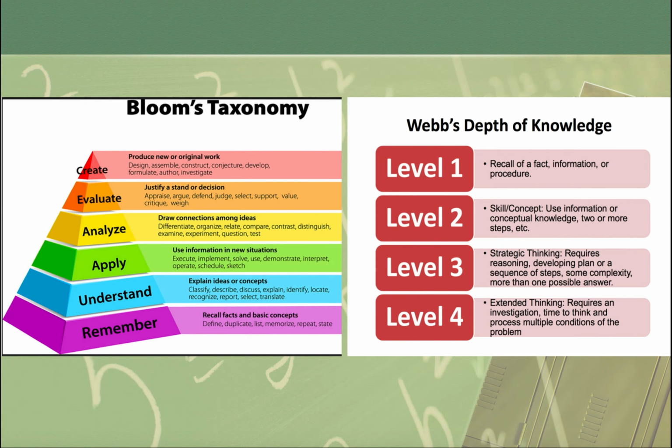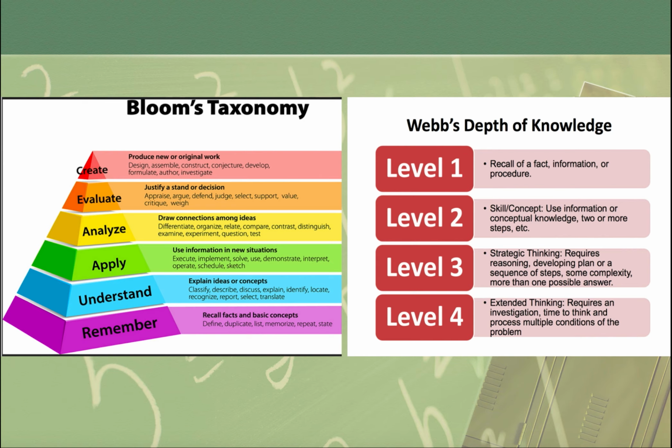And then in level 3 of Webb's depth of knowledge, we see the analyze and evaluate elements of Bloom's taxonomy. It's strategic thinking, where it requires reasoning, developing a plan or sequence of steps. And then finally, level 4 of Webb's depth of knowledge links to the create level of Bloom's taxonomy, where it's extended thinking, where you have to engage in investigation, thinking about the process, multiple conditions of the problem to really get it at a higher and deeper level.